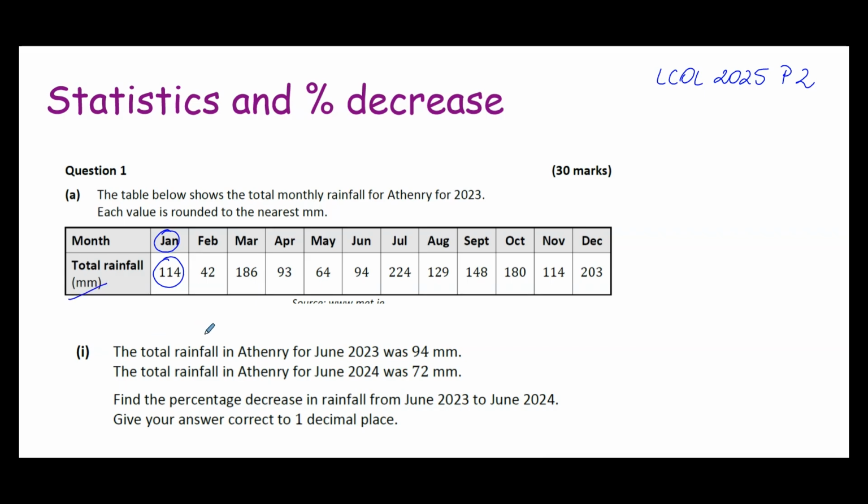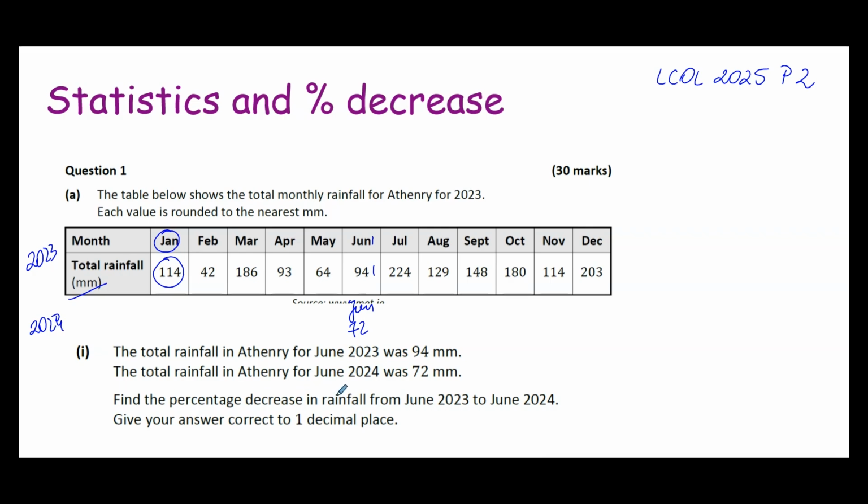The total rainfall in Athenry for June 2023 was 94 millimeters. And we can see that's June, that's 94. The total rainfall in Athenry in June 2024 was 72. So this is 2023, but then there was a next year, 2024. And in that same month, June, the rainfall was 72.